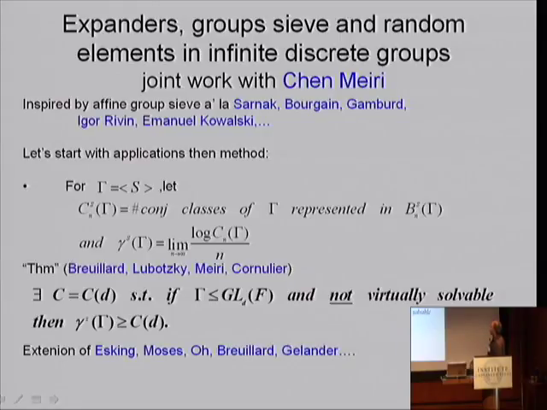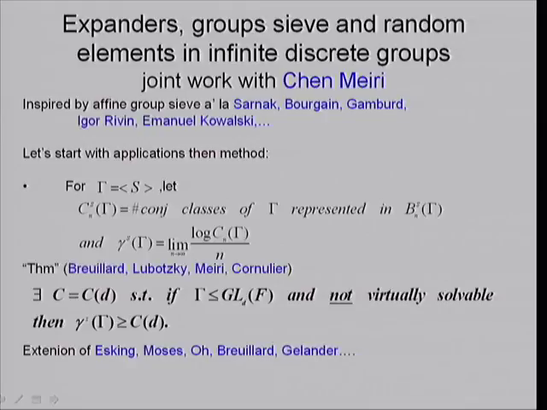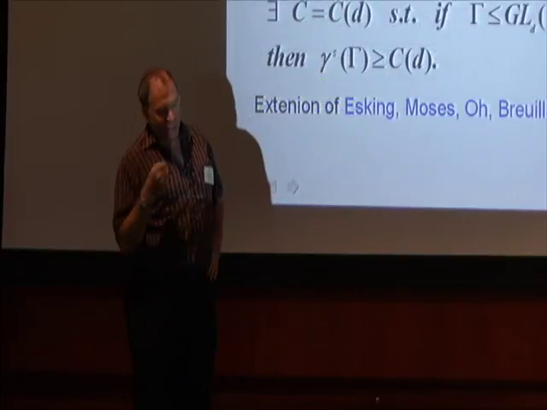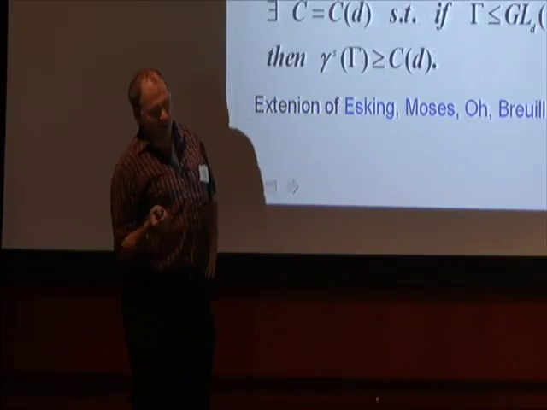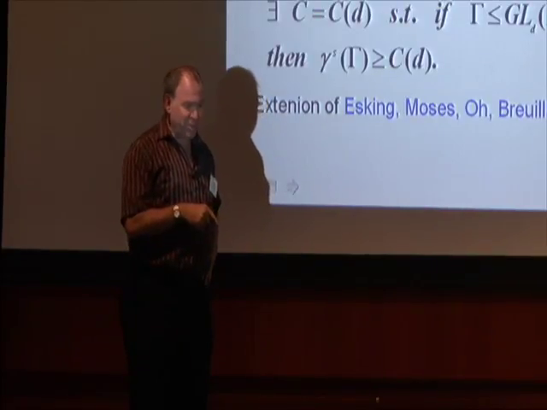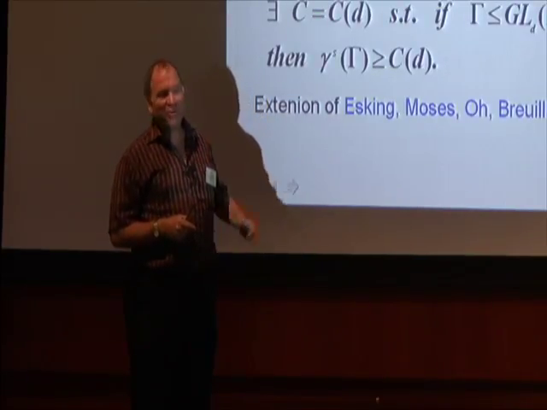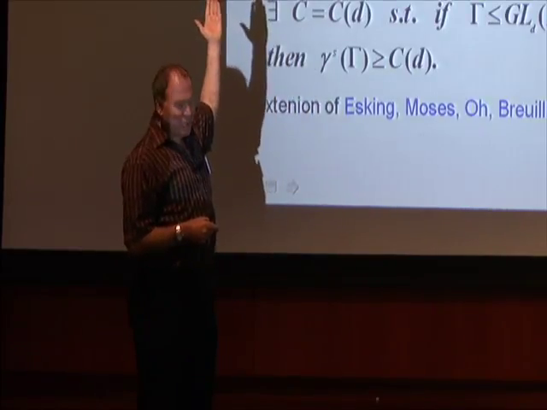Anyway, let's look at the log of these numbers, log of Cn of gamma divided by n, and this will be the conjugacy growth of the group. Now, many groups have exponential growth, but this exponential growth can completely collapse when we count modulo conjugacy. In fact, there is an interesting group constructed by Denis Osin, a finitely generated group in which all the elements other than the identity are conjugate to each other. So of course, for this group, this function completely collapses.